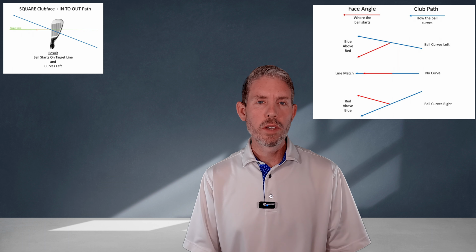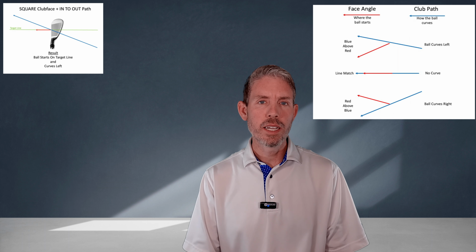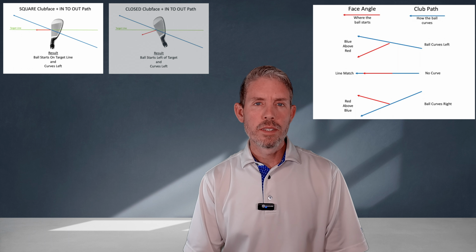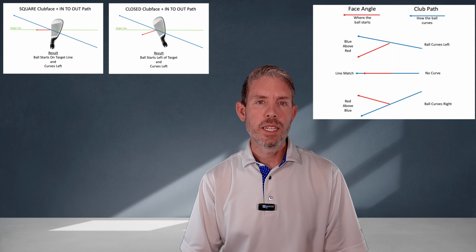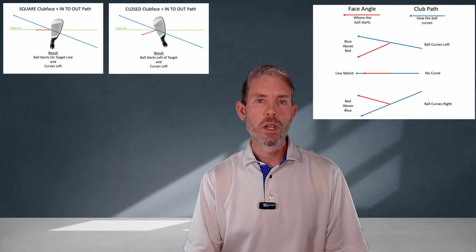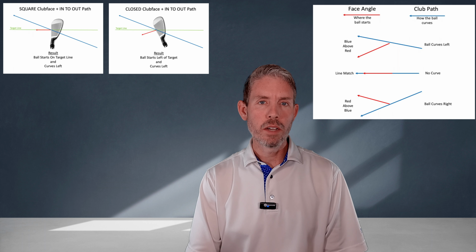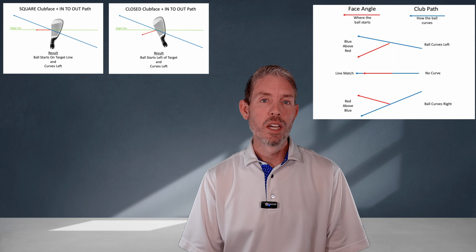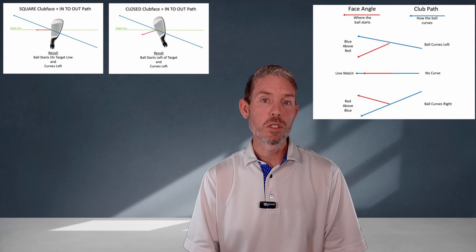So in the first example, we've got a square club face that's pointed at the target, and we've got a path that is inside to out, and the result is going to be a golf ball that starts on target and then curves to the left because the red line is below the blue line. In the second example, again, we've got an inside to out path, but now we've got a closed club face. So because the red line is below the blue line, we are going to get another curvature to the left, but our ball is also going to start left. This is a good example of a duck hook, one that starts left and keeps going left.